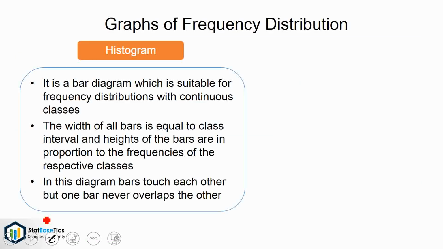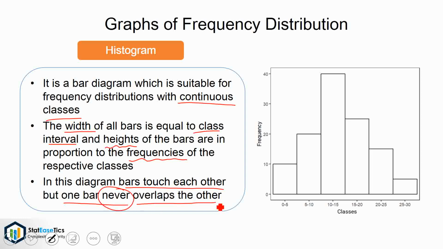Now let's see the graphs of frequency distribution. Histogram: it is a bar diagram which is suitable for frequency distributions with continuous classes. The width of all the bars is equal to the class interval and the heights of the bars are in proportion to the frequencies of the respective classes. In this diagram, bars touch each other, but one bar never overlaps the other.